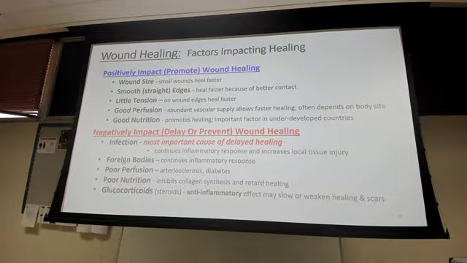Negative impacts, so infection. Infection is the most common reason for delayed healing. And when you have a wound, the big thing you have to do if you're going to close it up is irrigate it. You have to irrigate it with saline, and even if the patient comes in and says, hey, I already washed it, doesn't matter. Make sure you go through however much normal saline you need to make sure that area is clean. So remember that. You got to irrigate it to prevent wound infection. You got to clean that site up.